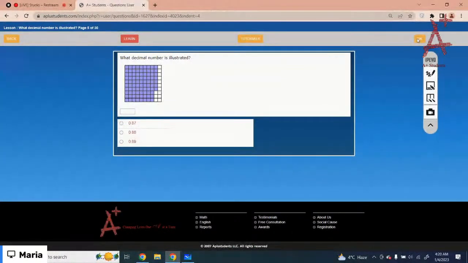What decimal number is illustrated? So which is the correct option? Please write the answer in the chat box. It would be 0.87. Got it? Because the total small squares are 100, and out of the 100, 87 are colored, so it would be 0.87. Got it? So just select the correct option, then click on the OK button.